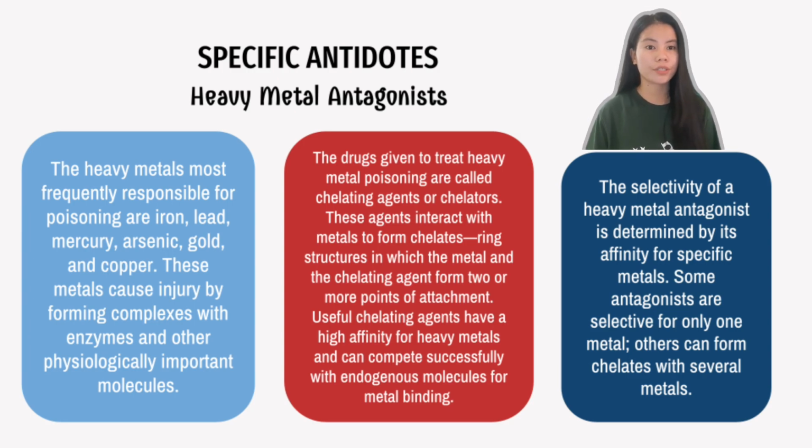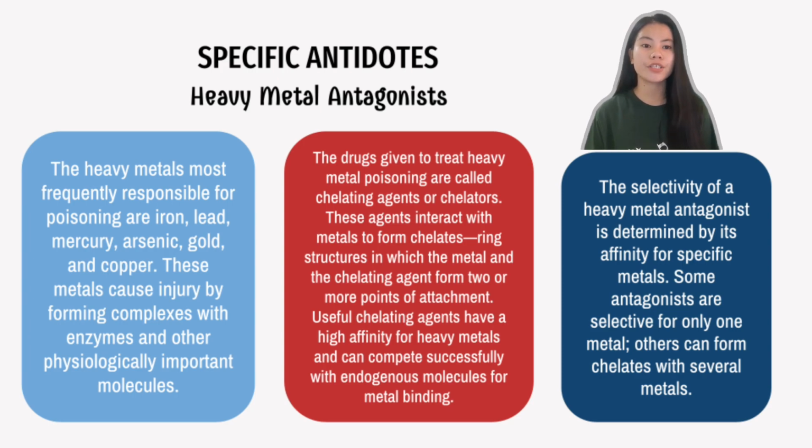Poisoning may result from environmental exposure, intentional overdose, or therapeutic use of heavy metals. The drugs given to treat heavy metal poisoning are called chelating agents or chelators. These agents interact with metals to form chelates, or ring structures in which the metal and the chelating agent form two or more points of attachment.